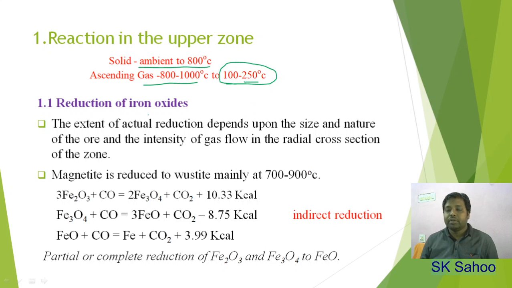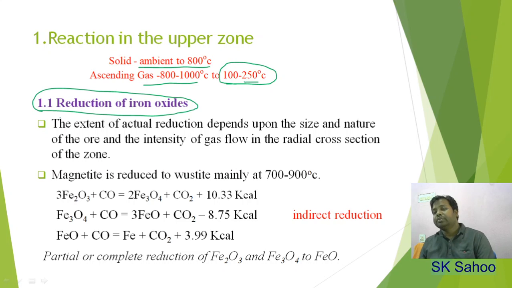Okay, so the different reactions taking place inside the upper zone, and the most important one is the reduction of iron oxides. We generally have iron oxide, that is the hematite, as the raw material, and the sinter and the pellets made up of this hematite ores. So this hematite is reduced to magnetite, and magnetite to austenite, and finally this is reduced to iron inside a blast furnace.